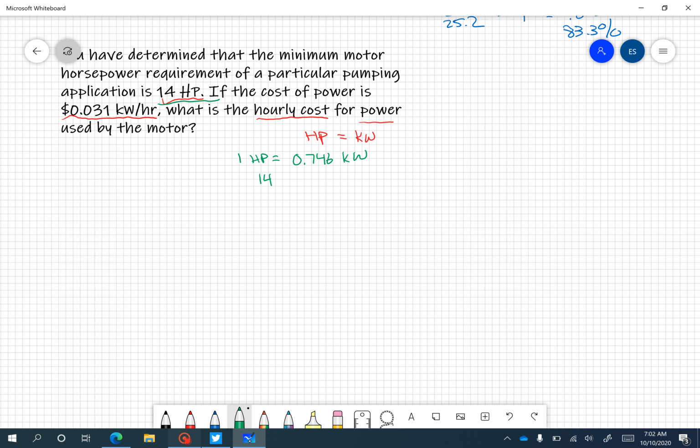So if 1 horsepower equals 0.746 kilowatts, then we should be able to determine how many kilowatts we need by multiplying 14 horsepower times 0.746 kilowatts, which is going to tell us how many we need. 14 times 0.746 equals 10.44.